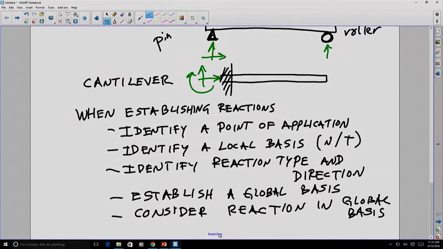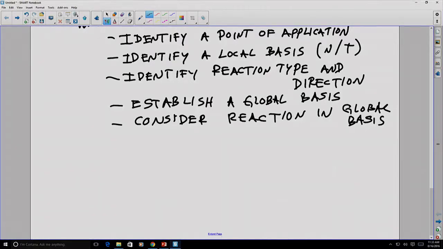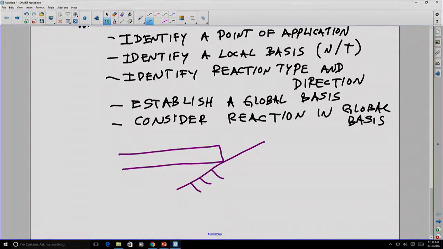So to give an example of something like that, let's say we have some sort of system where you have a plank that might be leaning on an inclined surface. And we decide to recognize that as being something we could consider to be simply supported. Well, in a case like that, we identify the point of application. That's the point where we're going to apply our force. We identify a local basis. We see that this is at some sort of angle. We can identify that angle, and we determine that there is a normal perpendicular and a tangential parallel to that surface.